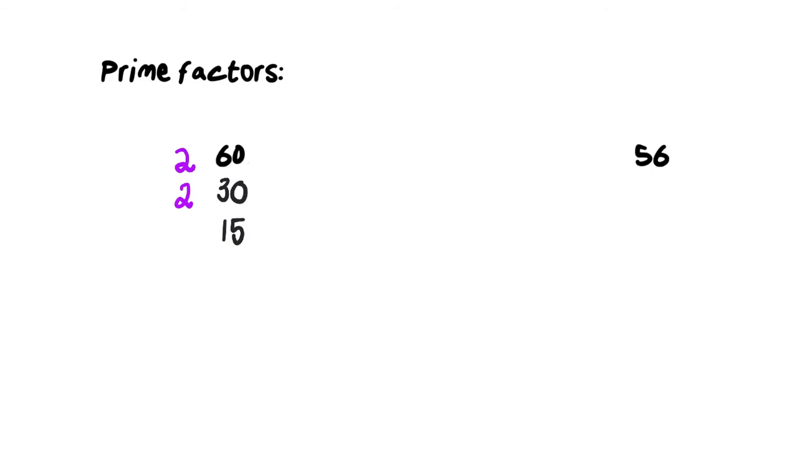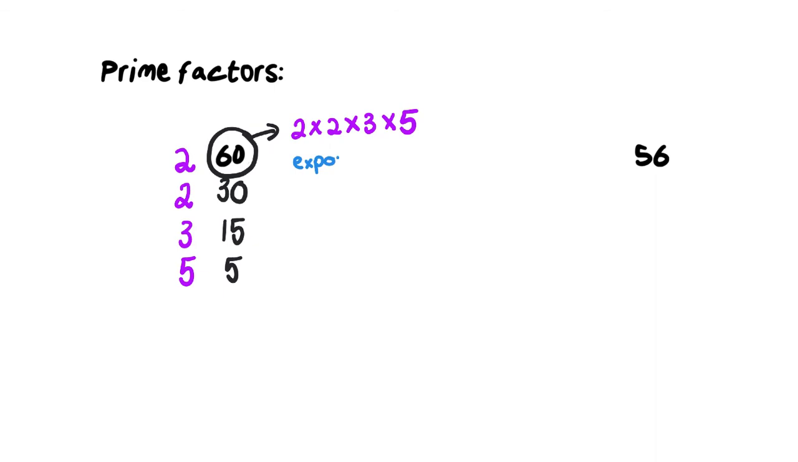However, 2 is not a factor of 15, but the next prime number, 3, is, which gives us 5. And 5 is indeed a prime factor. That means that 60 can be written in terms of its prime factors of 2 times 2 times 3 times 5. And you can check that on your calculator just to make sure. The shorter way of writing this is in exponential notation. And that will look like 2 times 2, which is 2 squared, times 3 times 5.